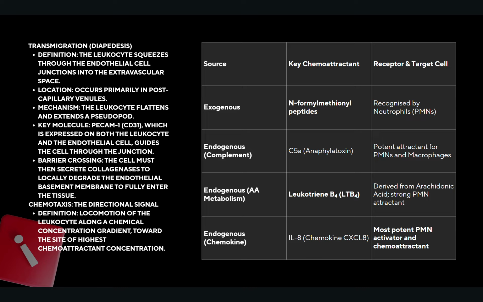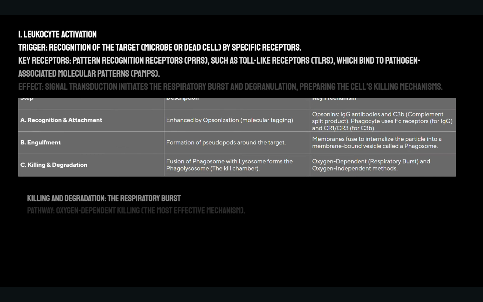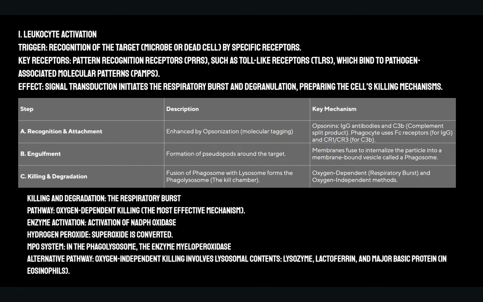Leukotriene B4, an eicosanoid derived from arachidonic acid metabolism. IL-8, the primary and most powerful chemokine specific for recruiting neutrophils. Then, now we get into the mission: activation, phagocytosis, and killing. The leukocyte has reached its target. The mission begins in 3 stages.